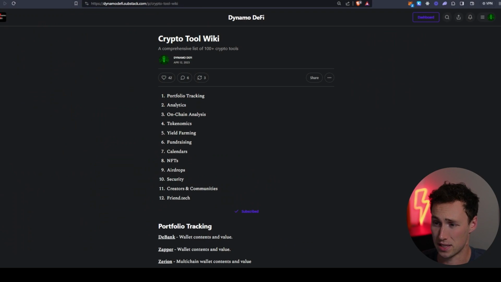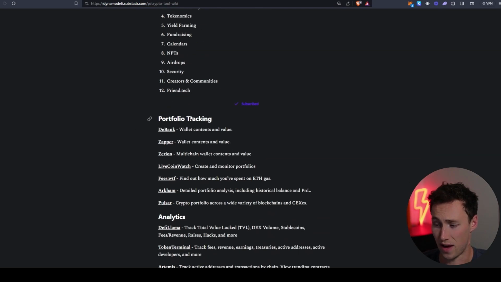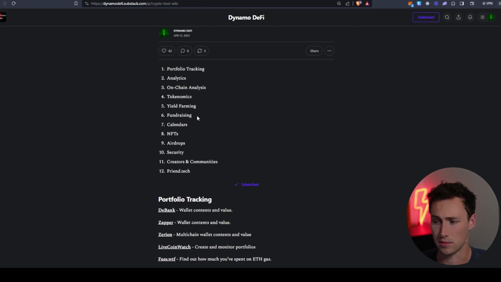Awesome. So this is the list. It's on my Substack, dynamodefi.substack.com. I'll link this down in the description. And you can see that I have 12 sections that I have the tools divided into, and there's subsections on some of these tools. And these sections are portfolio tracking.